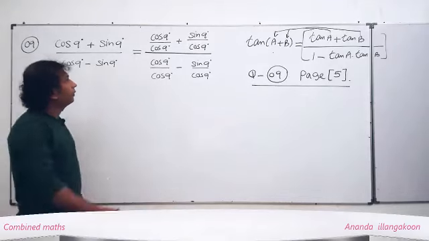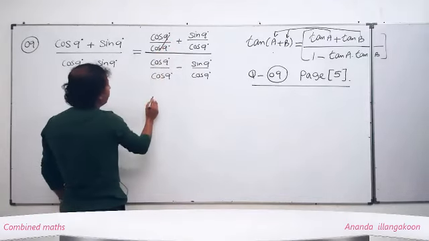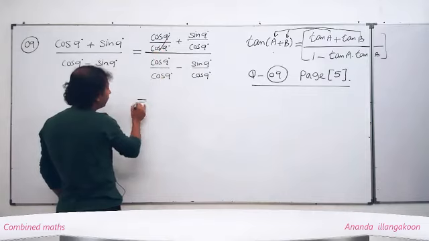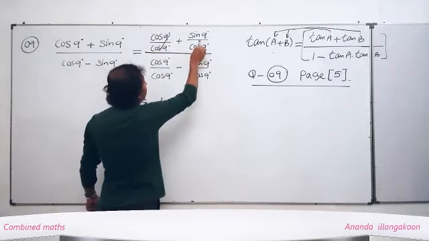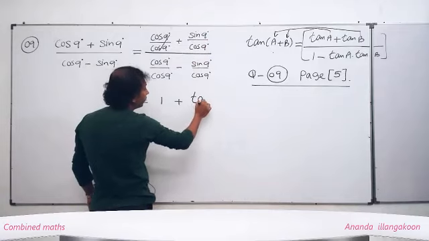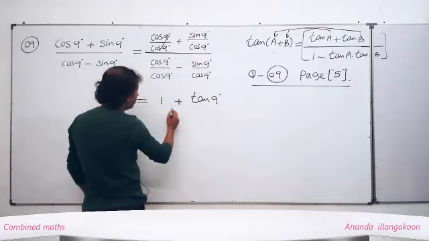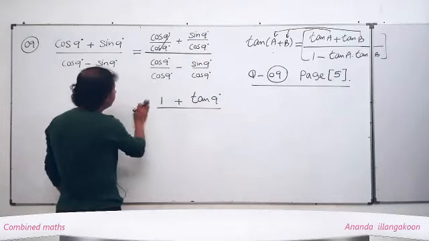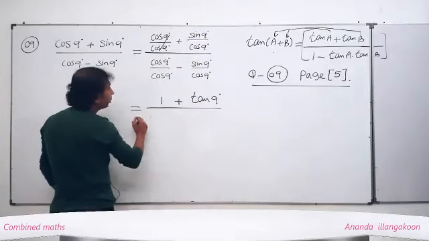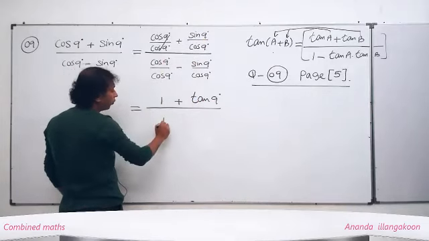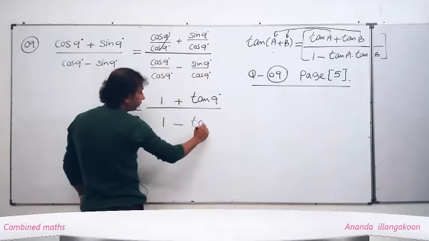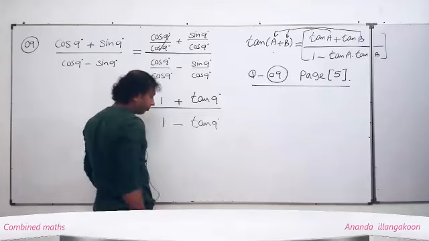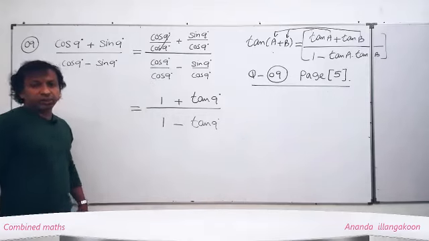Okay, right. Cos 9 and cos 9 you can cancel down. We get 1 plus sin 9 by cos 9, which is tan 9, divided by cos 9 by cos 9, which is 1, minus sin 9 by cos 9, which is tan 9. Up to here, I think you can very easily understand.